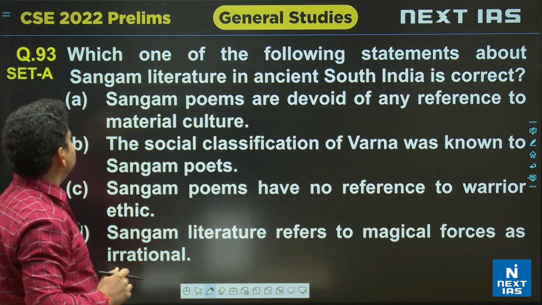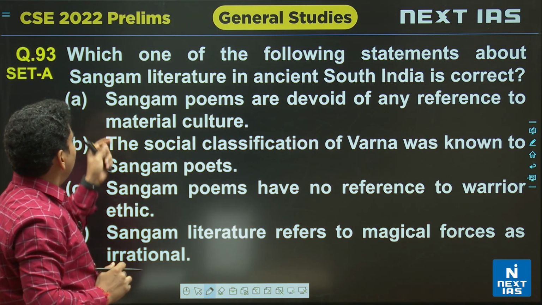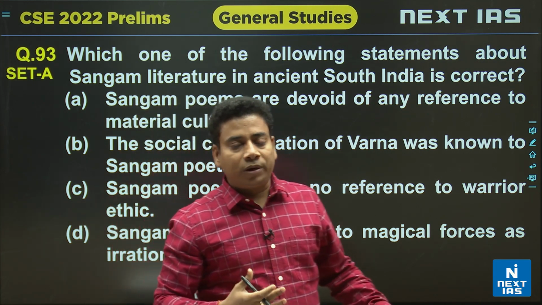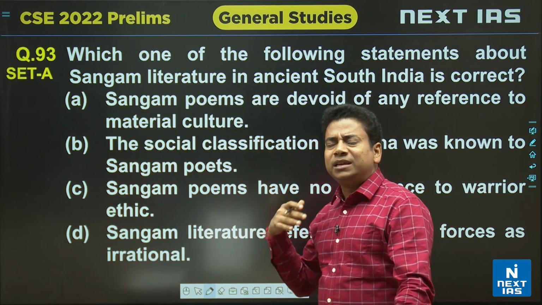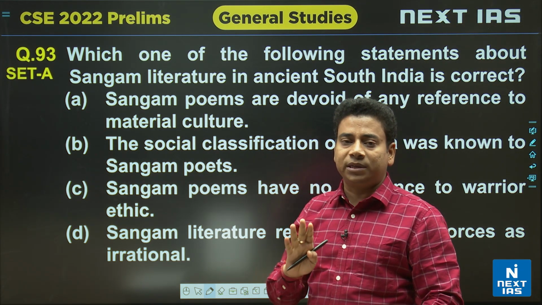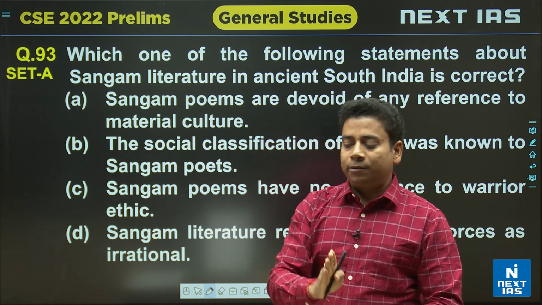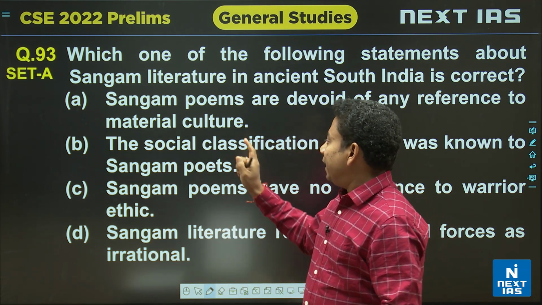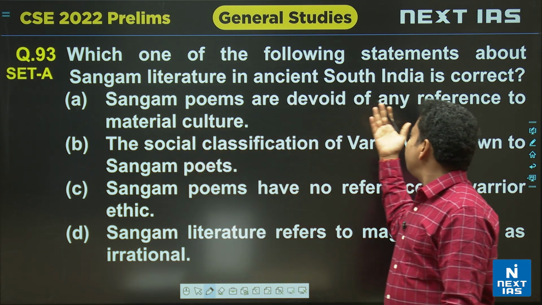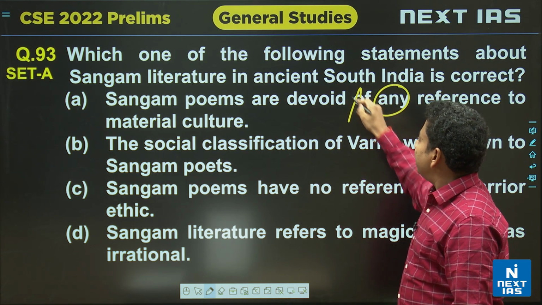Now the next question is: which one of the following statements is correct about the Sangam literature? If you see the statements, this was a very easy question, because it's straightforward. You can eliminate the options, because in A, C and D, all the statements are absolute statements. Like, Sangam poems are devoid of any reference. What are they saying? Any. That means an absolute term, you can avoid.